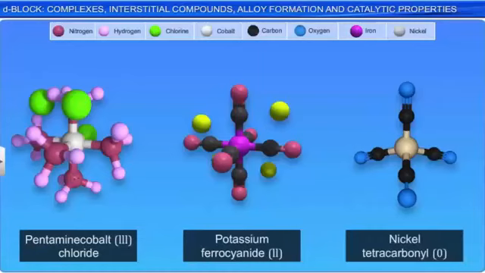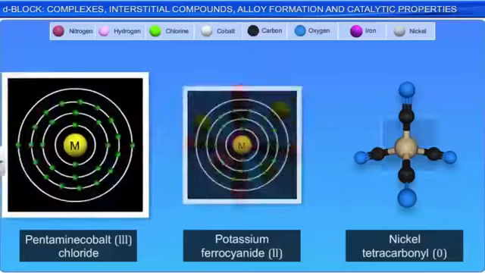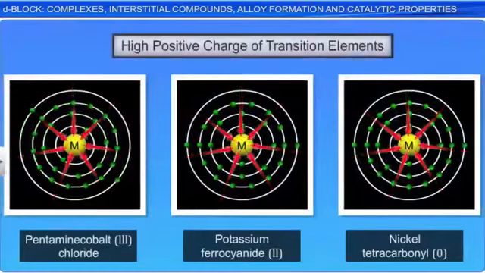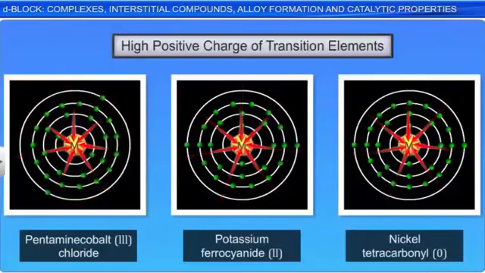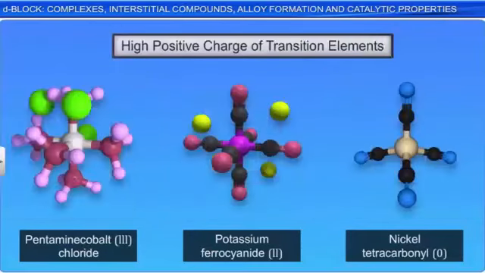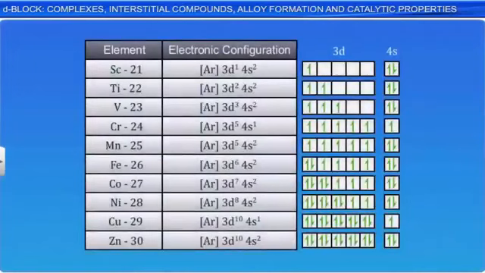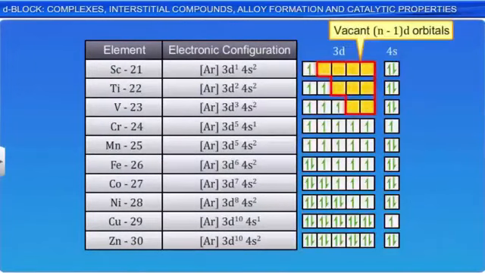The tendency of the transition metal ions to form complexes is due to their relatively small size and resultant high positive charge density, presence of vacant (n-1)d orbitals, and their ability to show multiple oxidation states.